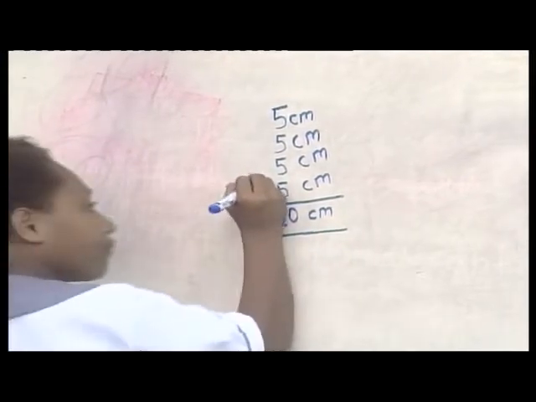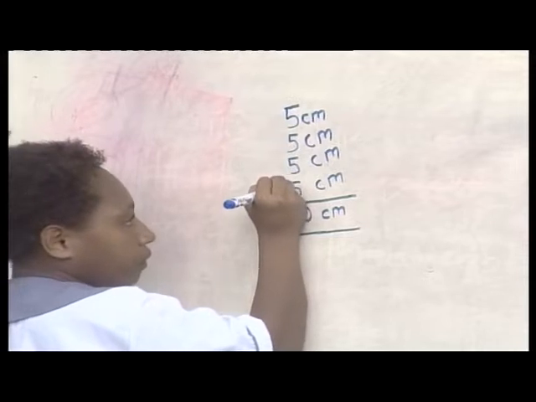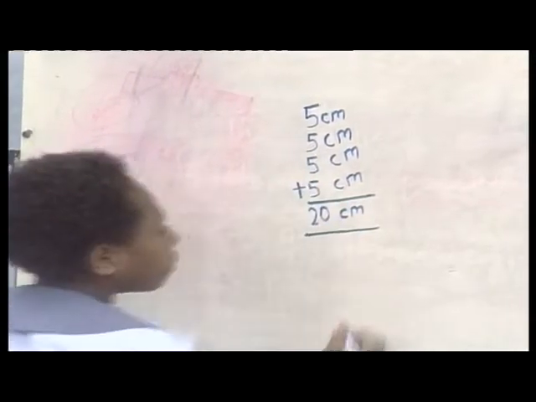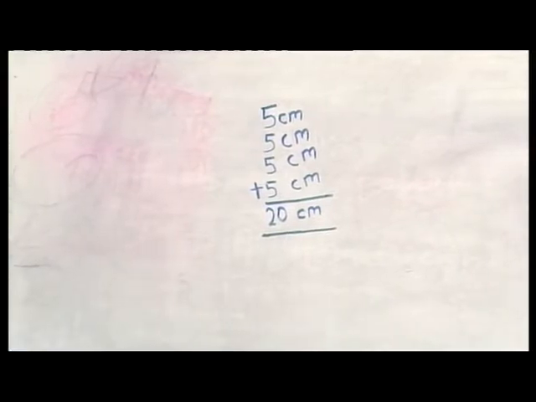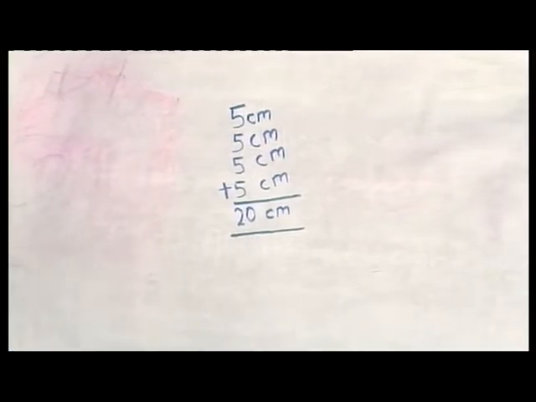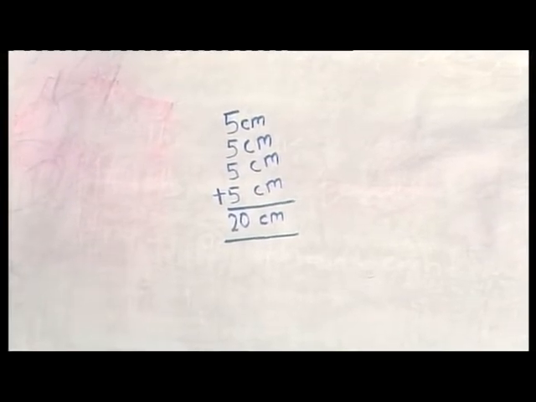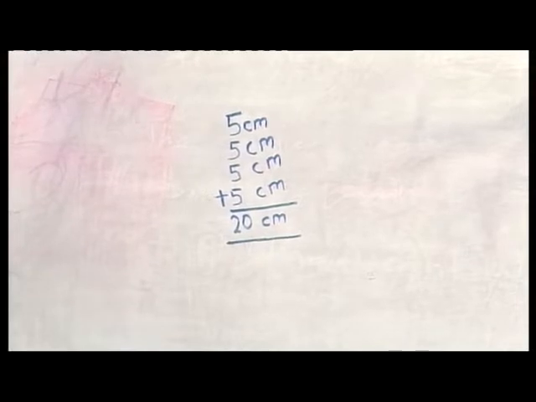Any more other working out? There are some students that are showing faces when Victoria is writing her working out on the whiteboard. So who would like to come up and write his or her working out? Let's have a boy this time. Jason?